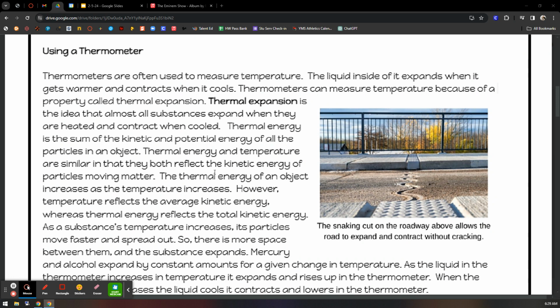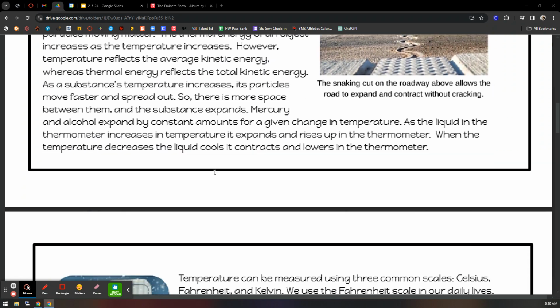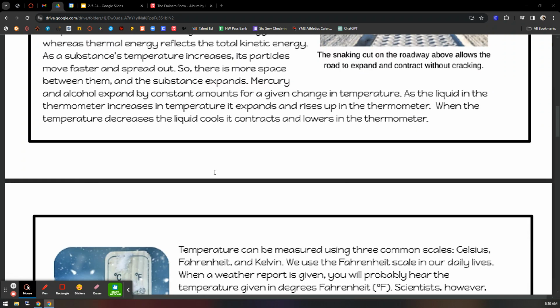Thermal energy is the sum of the kinetic and potential energy of all of the particles in an object. Thermal energy and temperature are similar in that they both reflect the kinetic energy of the particles in matter. The thermal energy of an object increases as temperature increases. However, temperature reflects the average kinetic energy, whereas thermal energy reflects the total kinetic energy.